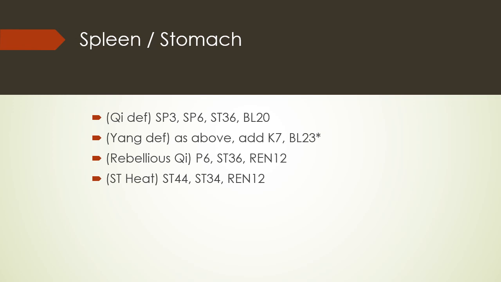For yang deficiency, you can use the points for qi deficiency and add kidney yang tonifying points like kidney 7, bladder 23 with moxa. For stomach rebellious qi, in order to downbear the stomach qi, we have pericardium 6 along with stomach 36 and Ren 12, the front mu point for the stomach.